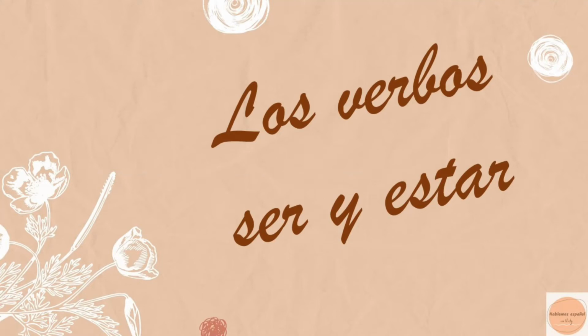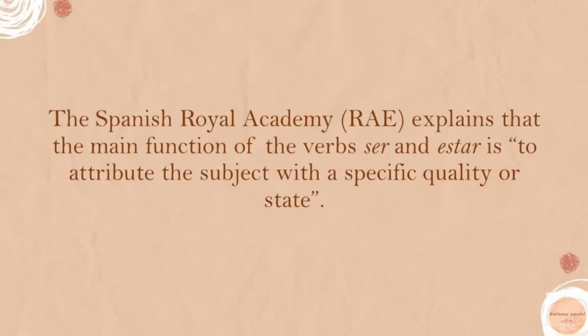Welcome back. In this lesson, we're going to learn about los verbos ser y estar. According to la Real Academia Española, the main function of the verbs ser and estar is to attribute the subject with a specific quality or state. These verbs are the equivalent of the verb to be in Spanish. Now we're going to see how to conjugate them and when to use each of them properly.